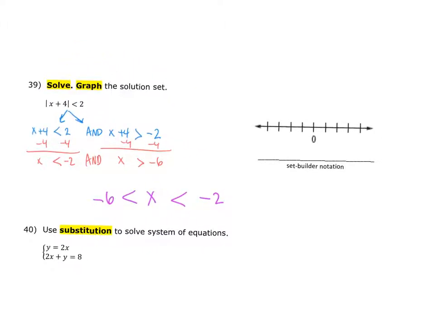Then when I go to graph it, x such that, I am dealing with negatives, so I am going to write 0 on top and count negative 2, negative 4, negative 6, negative 8, and so on. Or you could have even counted by ones, which probably would have been a little better: negative 1, negative 2, negative 3, negative 4, negative 5, and negative 6. I have open circles at negative 6 and at negative 2, and I'm shaded in between.